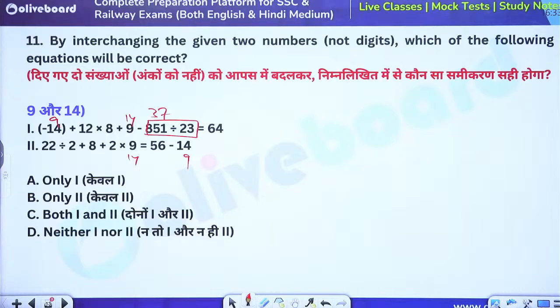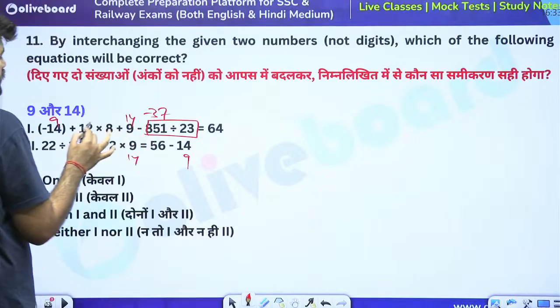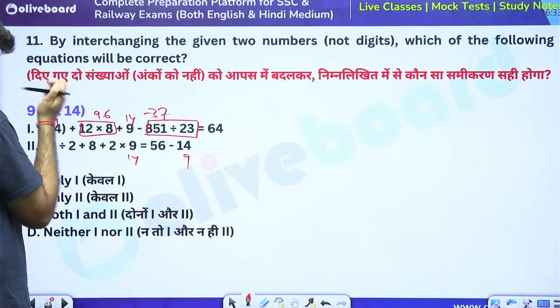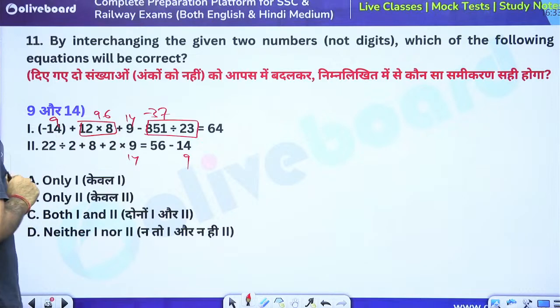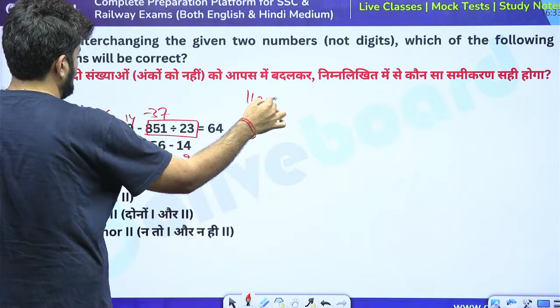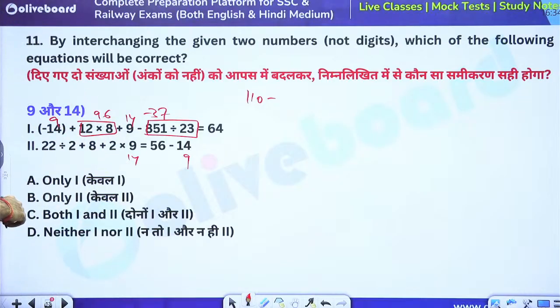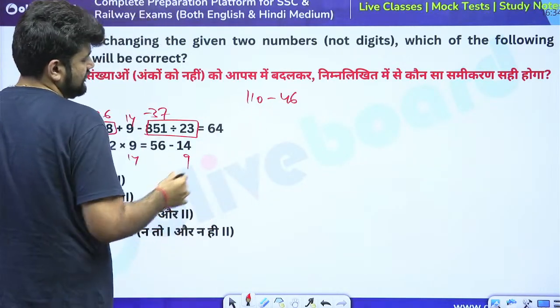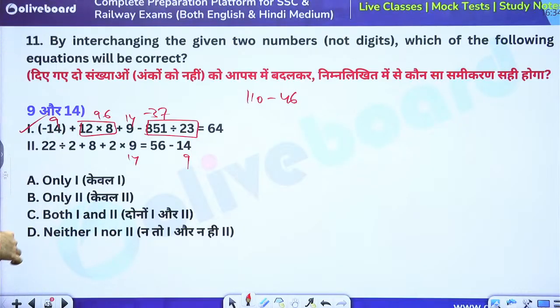Okay. So, minus 37 plus 14, 12 into 8 is 96, minus 9. So, plus 96 plus 14, 110. 110 minus 37 minus 9, 64. Is it 64? Yes, it is. So, 1 is correct. Okay.